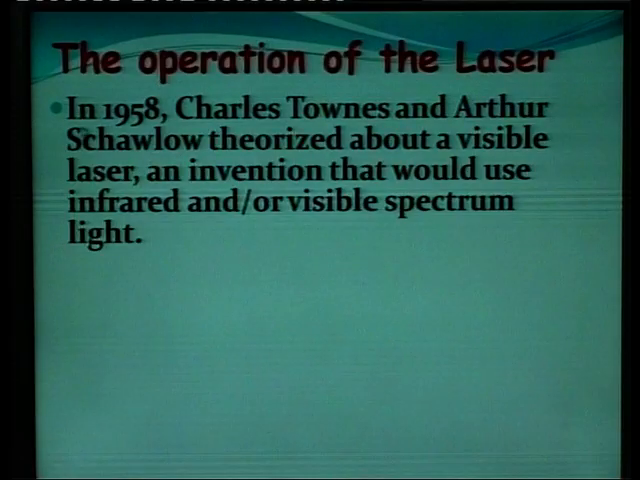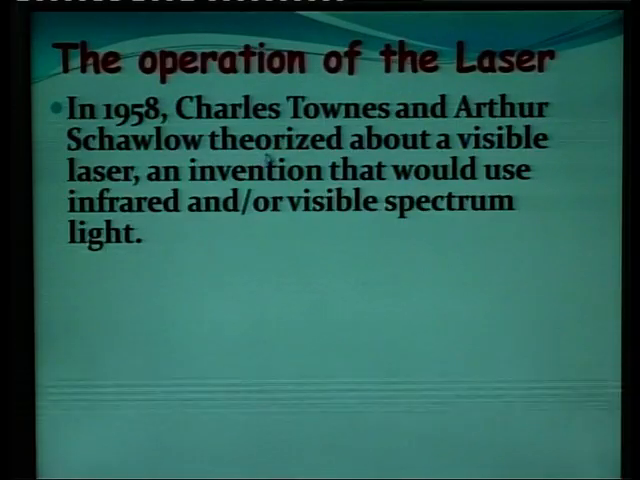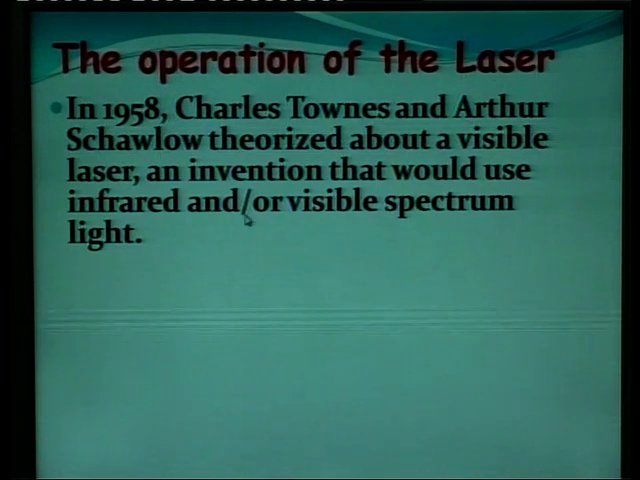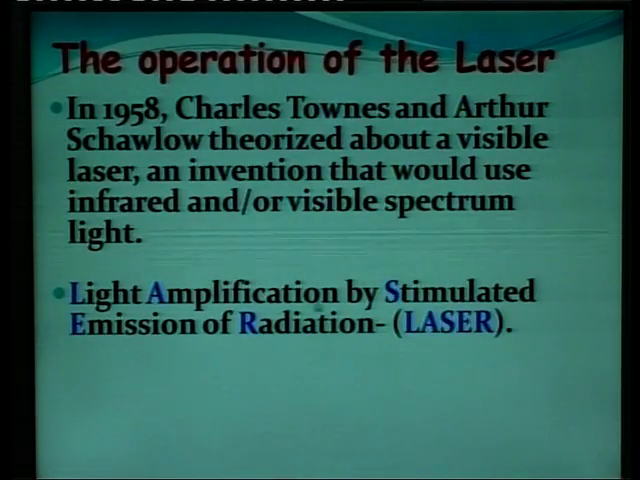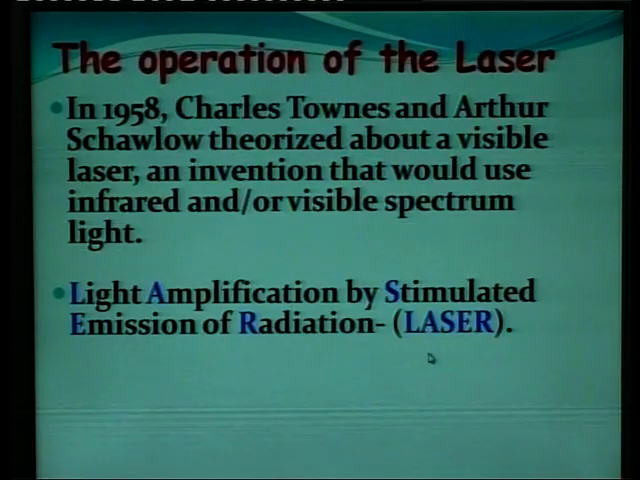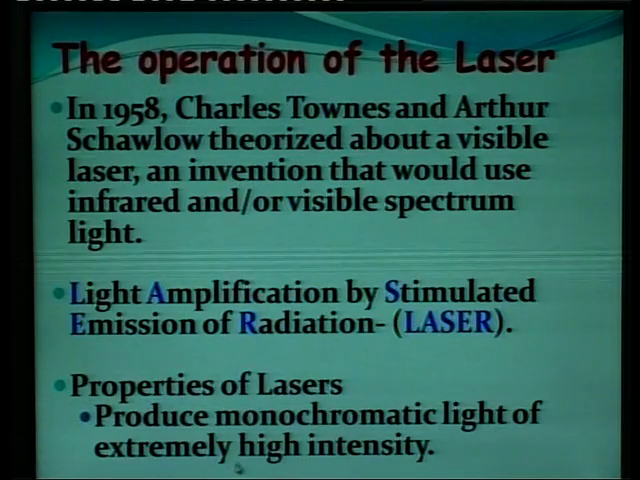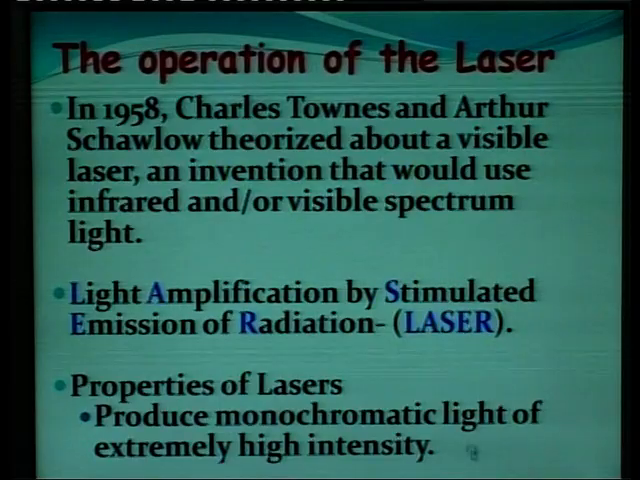Now next, the operation of a laser, how a laser works. In 1958, Charles Townes and Arthur Schawlow theorized about the visible laser, an invention that would use infrared or visible spectrum light. LASER stands for light amplification by stimulated emission of radiation. Properties of laser: lasers are a monochromatic source of light. Monochromatic means single wavelength, single frequency, and they are highly intense. Intensity is very high.